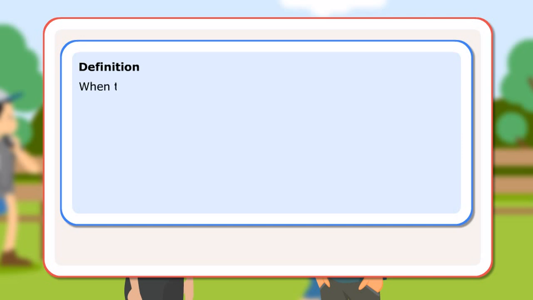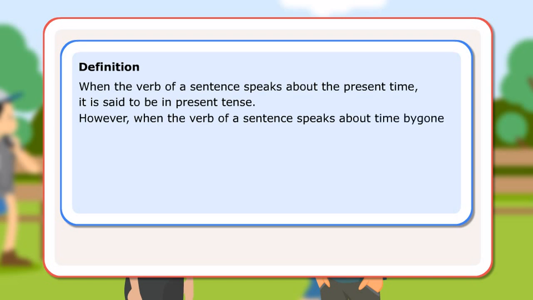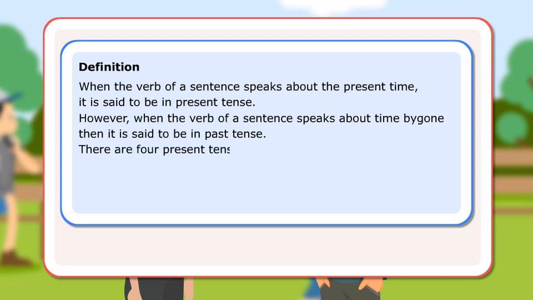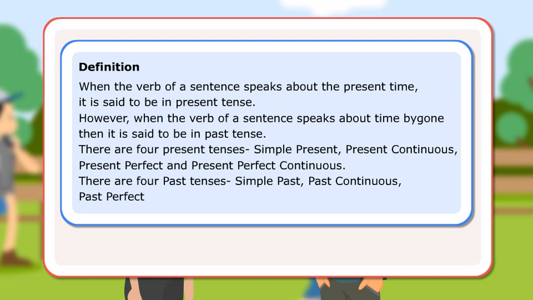Definition. When the verb of a sentence speaks about the present time, it is said to be in present tense. However, when the verb of a sentence speaks about the time bygone, then it is said to be in past tense. There are 4 present tenses: simple present, present continuous, present perfect, and present perfect continuous. There are 4 past tenses: simple past, past continuous, past perfect, and past perfect continuous.